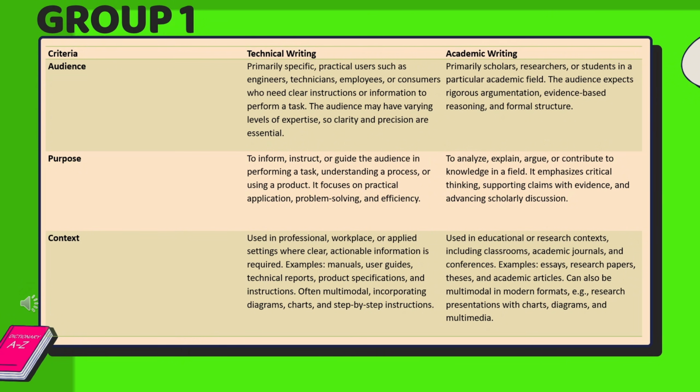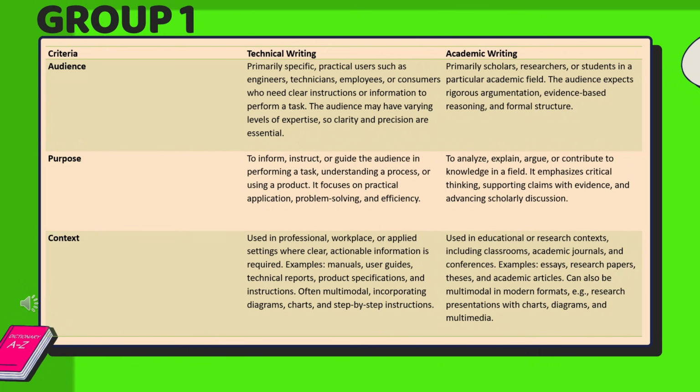Academic writing's audience is primarily scholars, researchers, or students in a particular academic field. The audience expects rigorous argumentation, evidence-based reasoning, and formal structure. Purpose: technical writing aims to inform, instruct, or guide the audience in performing a task, understanding a process, or using a product. It focuses on practical application, problem-solving, and efficiency. Academic writing aims to analyze, explain, argue, or contribute to knowledge in a field. It emphasizes critical thinking, supporting claims with evidence, and advancing scholarly discussion.